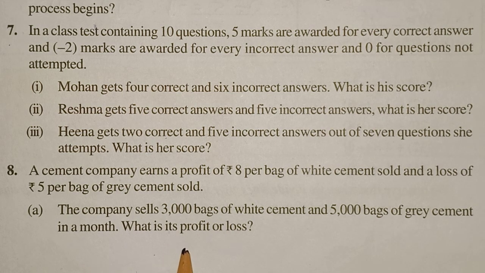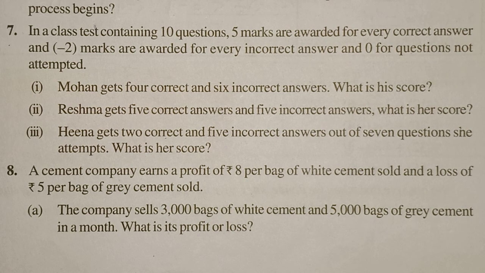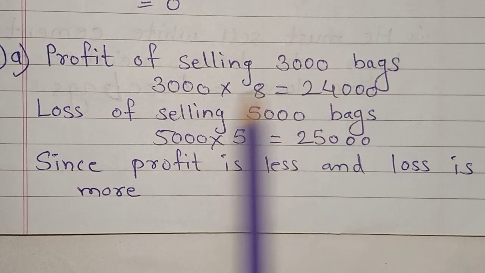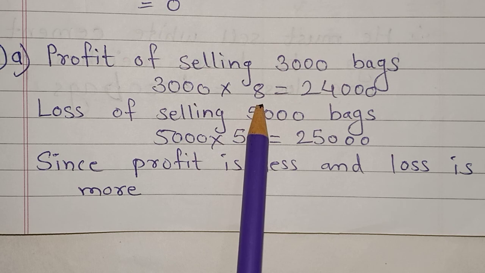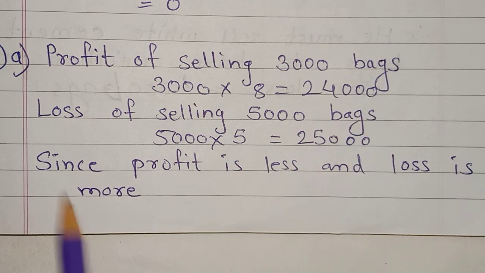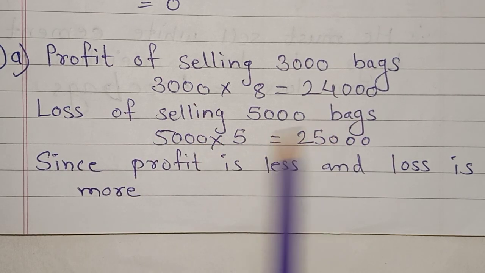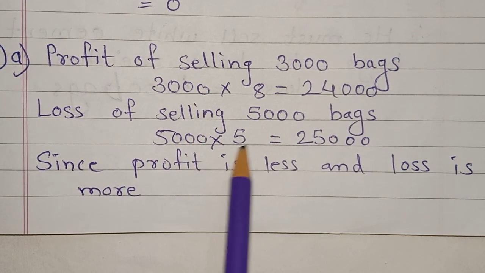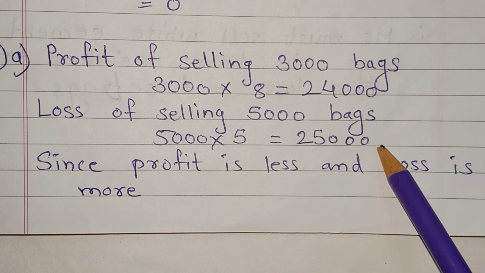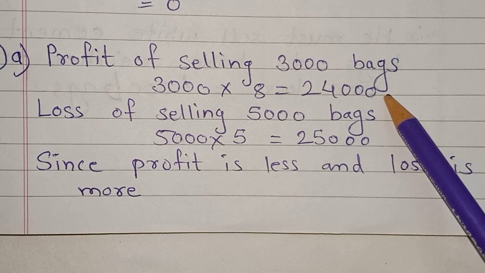So what is its profit or loss? Now, profit of selling 3000 bags is 3000 into 8, because 8 rupees per bag he gets the profit after selling it. So that is 24,000. And loss of selling 5000 bags is 5000 into 5. It is 25,000. So therefore loss is 25,000 and profit is 24,000.